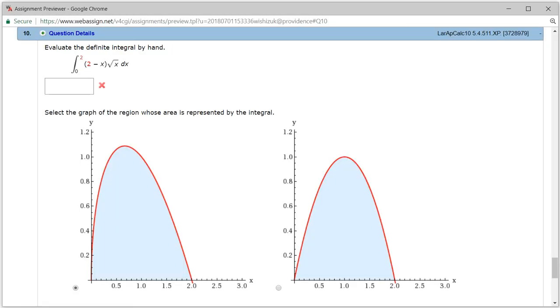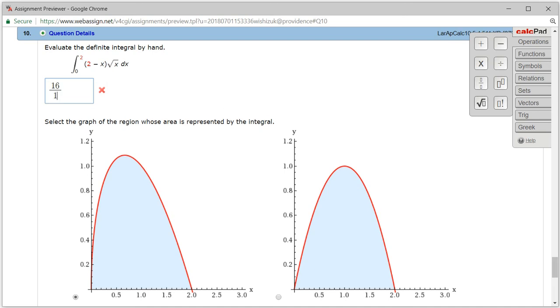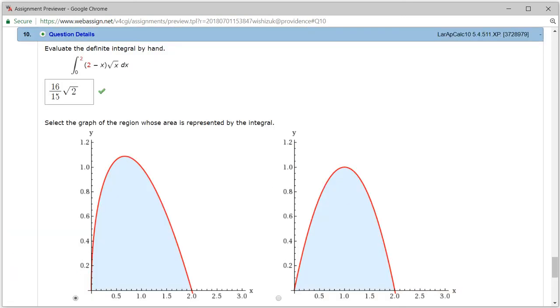Alright, so let's type it in. 16/15 square root of 2. Let's check the answer. Submit for testing. Alright, it came back. It looks like we got this one correctly.